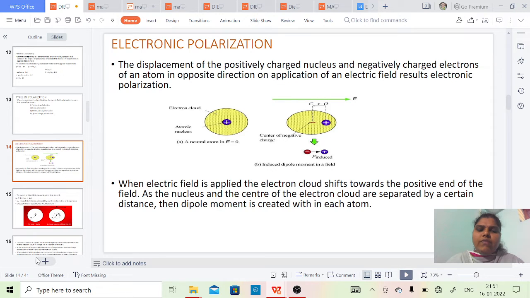Whenever the field is zero, the nucleus is at the center and the electrons revolve around the nucleus. Whenever we apply a field, a dipole moment is induced, that means the center of gravity is displaced. So those two are displaced. When an electric field is applied, the electron cloud shifts towards the positive end of the field. So the nucleus and the center of the electron cloud are separated by a certain distance, and then a dipole moment is created within each atom. Whenever the separation starts, the dipole moment concept arises.